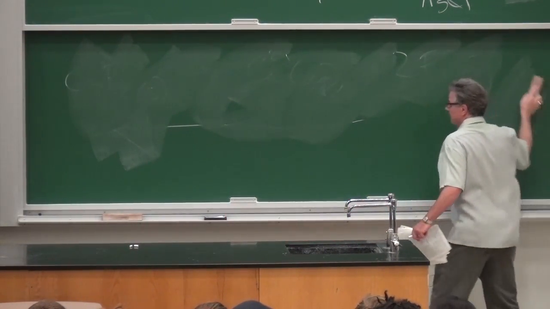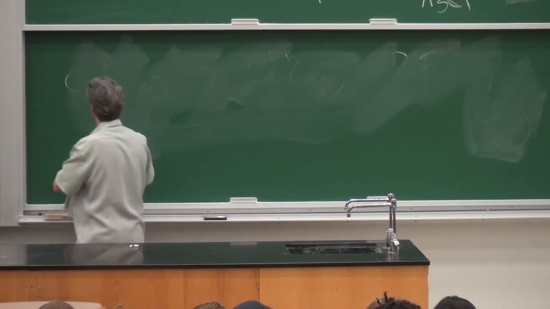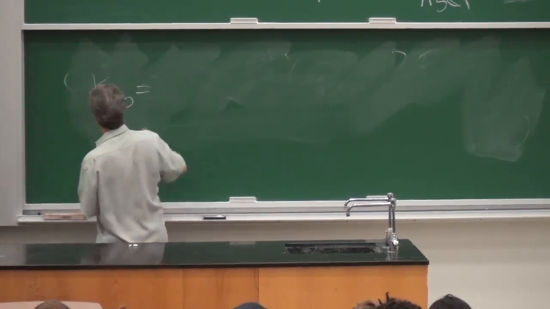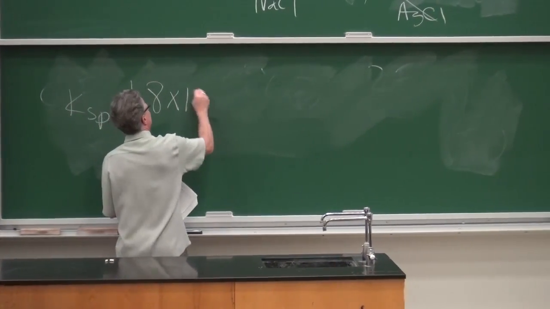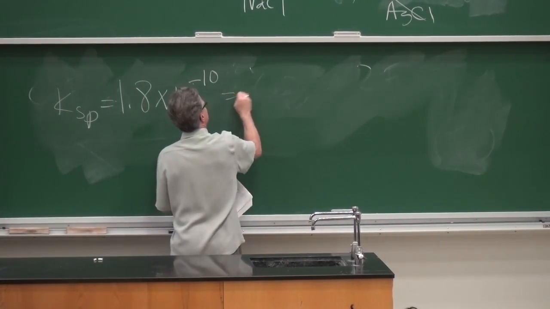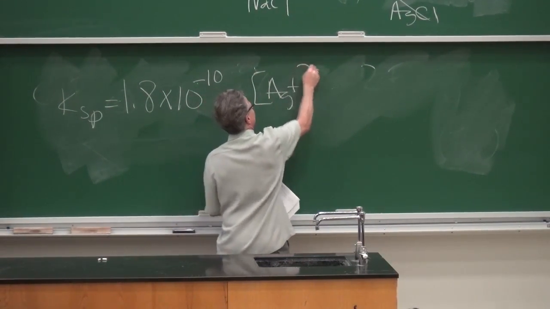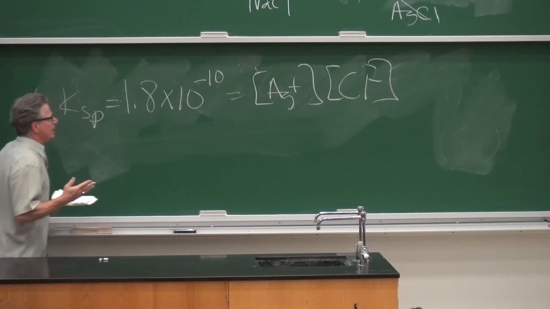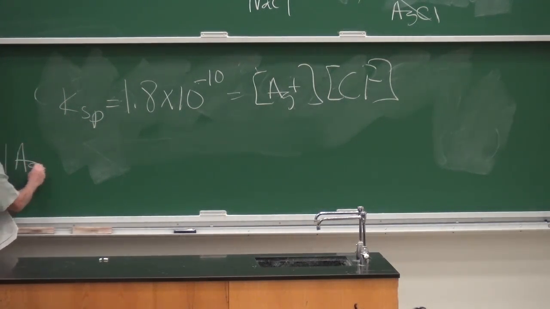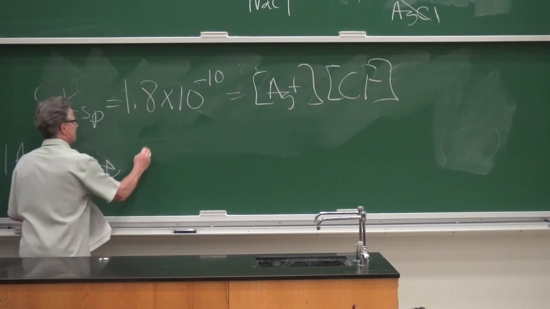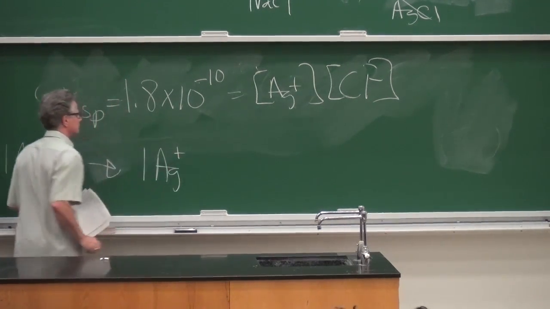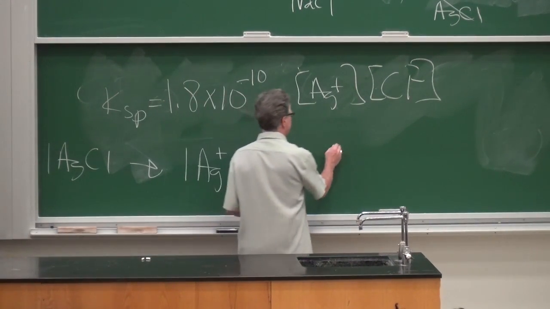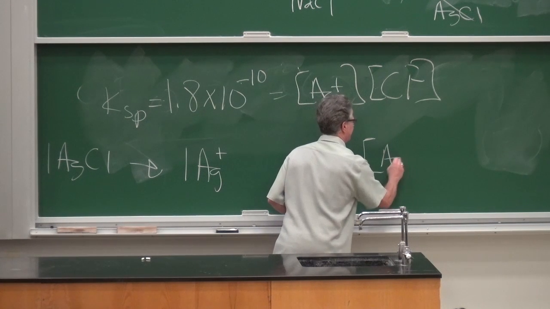Because then you can say, we write the same KSP, which is 1.8 times 10 to the minus 10, is the concentration of silver. So far, nothing changed. But again, for this example, for every 1 silver chloride that dissolves, I get 1 silver ion.